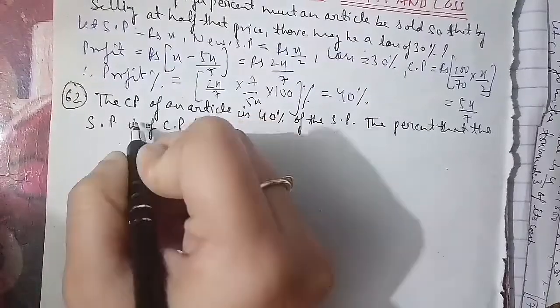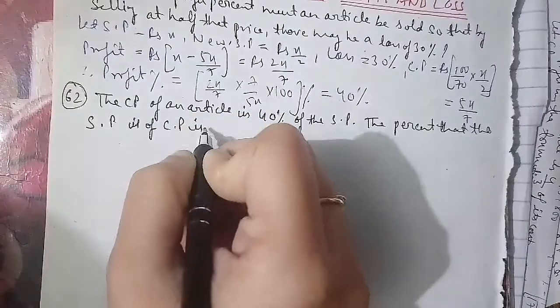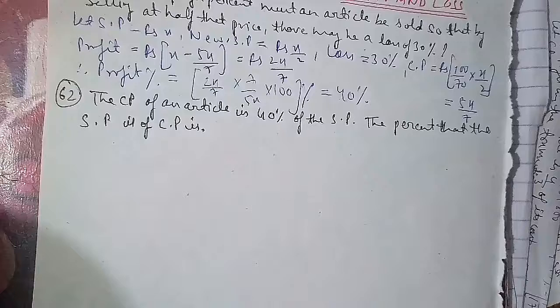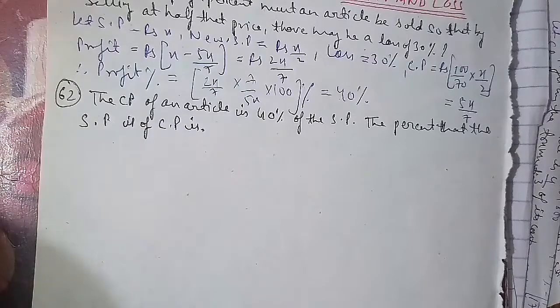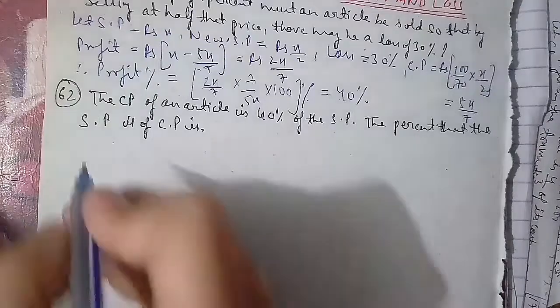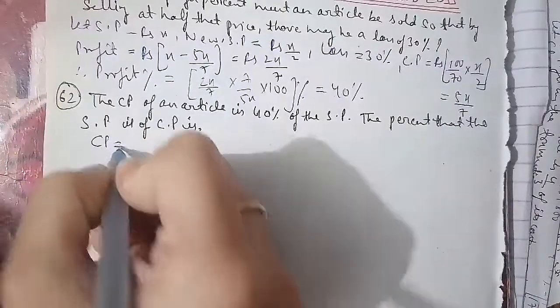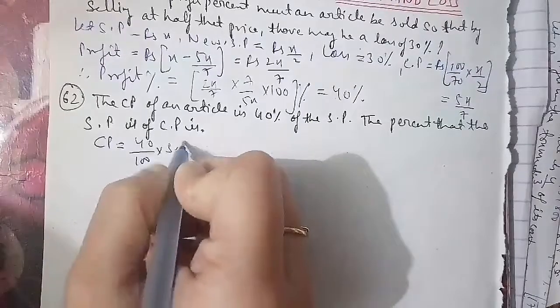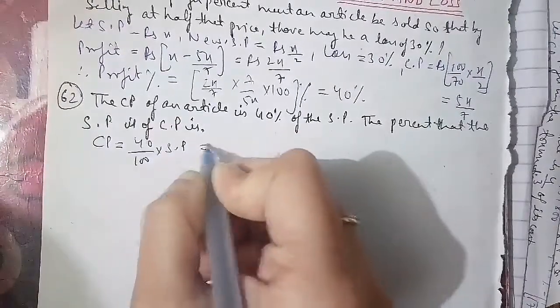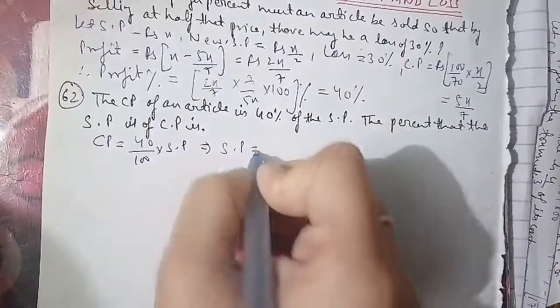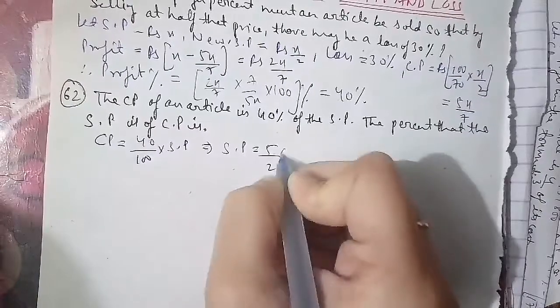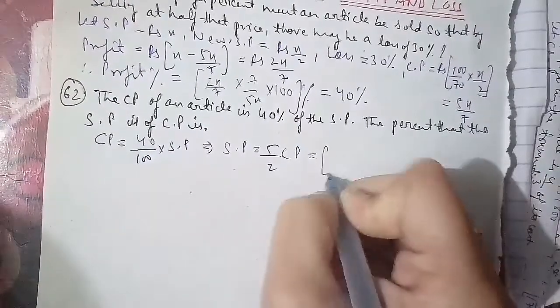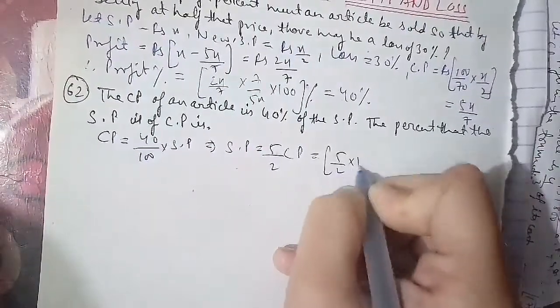CP is equal to 40 upon 100 into SP, so SP is equal to 5 by 2 CP, which is equal to 5 by 2 into 100% of CP, and that is equal to 250% of CP, which is our answer.